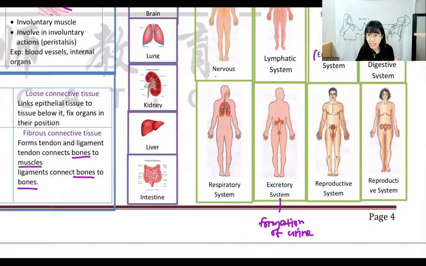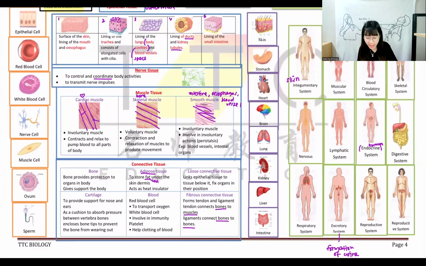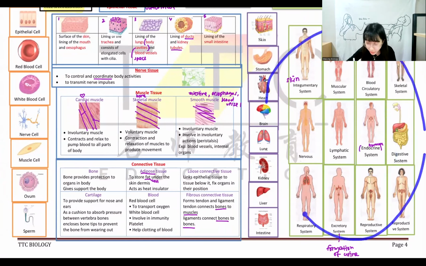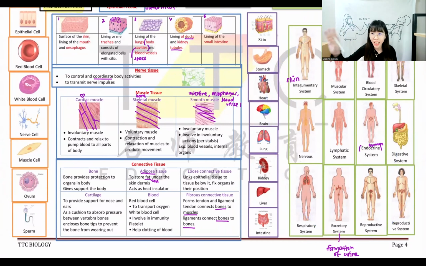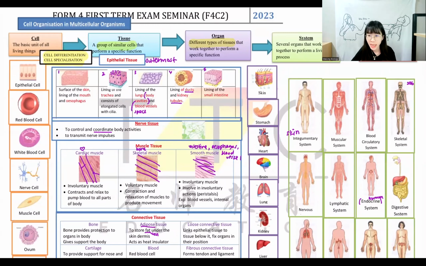So all of these systems, we will learn in each of the chapters. For example, muscular system is in chapter 14, lymphatic system is in chapter 10, endocrine system is chapter 12. So we're going to learn all of these in detail in every other chapter in Form 4. This is just a rough idea for you to know what you have to learn in Form 4. That's all. After human, anybody has questions about humans, guys?